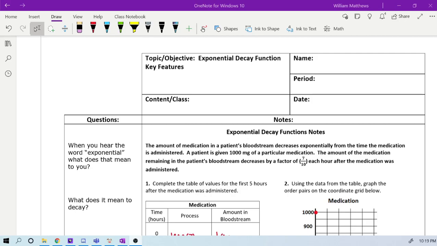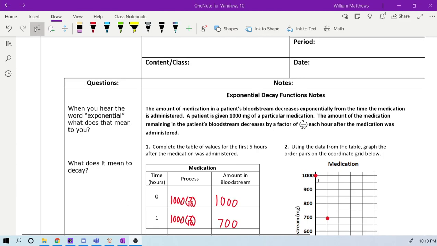In today's video, I will be going over an example of exponential decay functions. In our example, the amount of medication in a patient's bloodstream decreases exponentially from the time medication is administered. A patient is given 1,000 milligrams of a particular medication. The amount of medication remaining in the patient's bloodstream decreases by a factor of 7/10 each hour after the medication was administered.